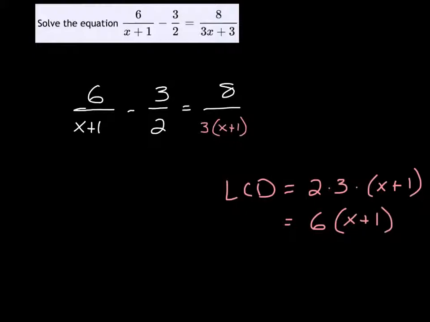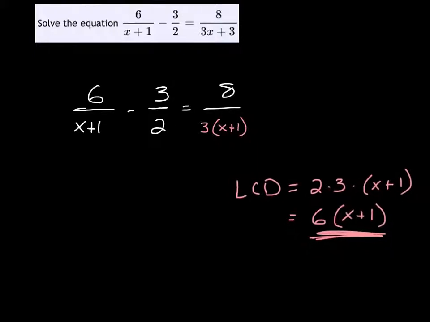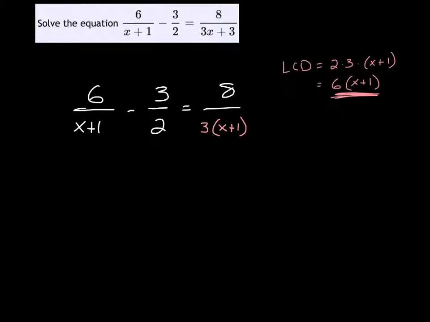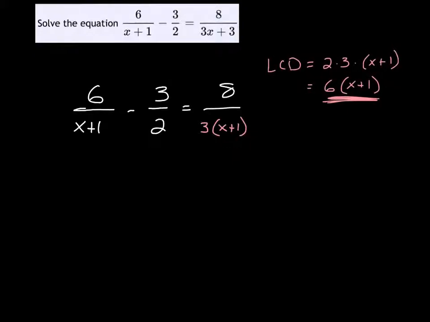You also could distribute the 6 through the x plus 1, but often when working with least common denominators, it's helpful just to keep it in its factored form. The next step now is to rewrite each of these rational terms with this new least common denominator of 6(x plus 1). And so I'm going to do that to each of these three terms.